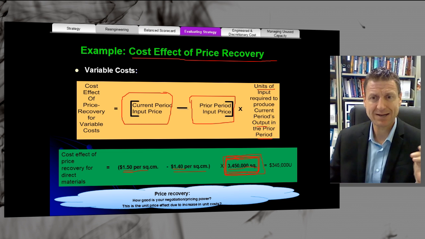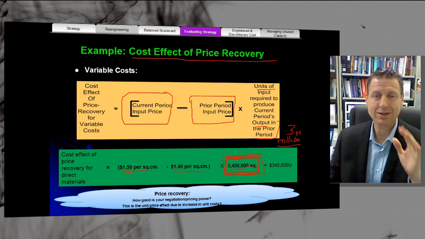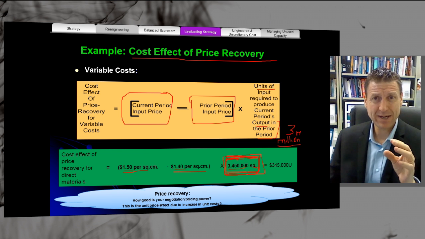How did this come about? Well, let's break this down. The units of input required to produce the current period's output in the prior period. So in the prior period, how much materials did we use? We used 3 million square centimeters. I need to write it here because we're off the screen. So we've got 3 million here. That's how much direct materials we needed in the prior period.